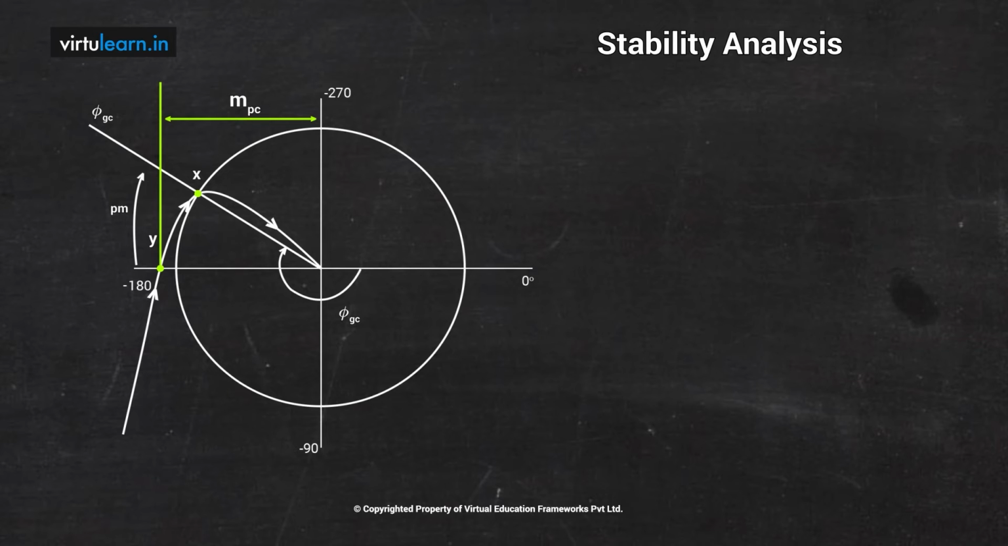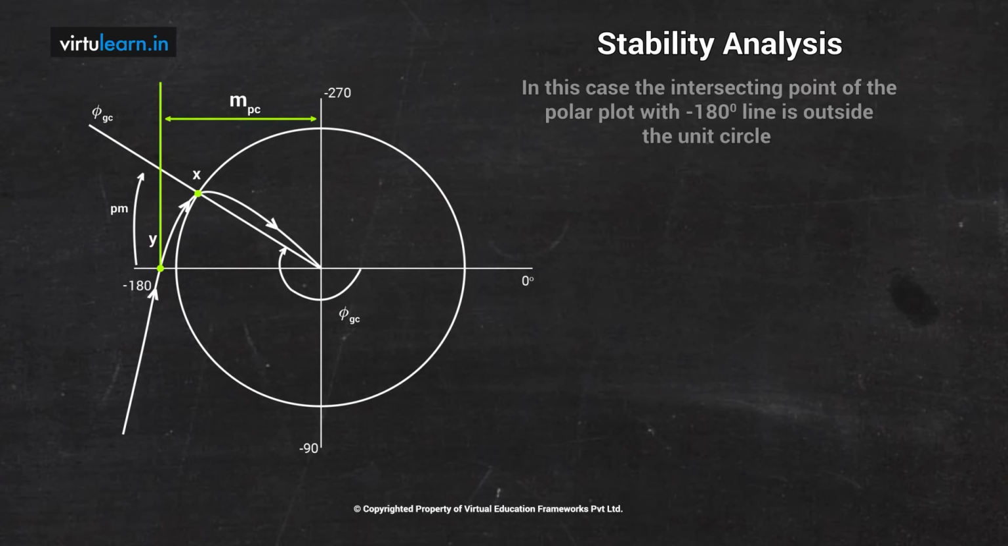Now these two are very important for stability analysis. If you closely observe and look at the points, I need to look at x and y. So what is point x? Point x is here where the unit circle intersects the polar plot. This point is now above the minus 180 degrees line. The other one is where the polar plot intersects the minus 180 degrees line, that is point y. Now this point is away from the unit circle, or outside the unit circle.